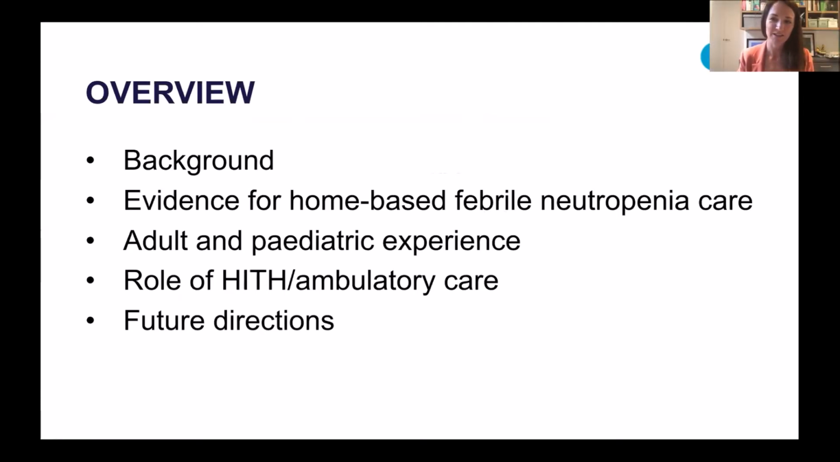So for the next 20 minutes, I just want to give a bit of background on home-based febrile neutropenia care, and particularly some evidence for that, and talk about the experience that we've had at some hospitals in Melbourne, probably with more of a focus on our paediatric experience and what we're doing with scaling the program nationally.